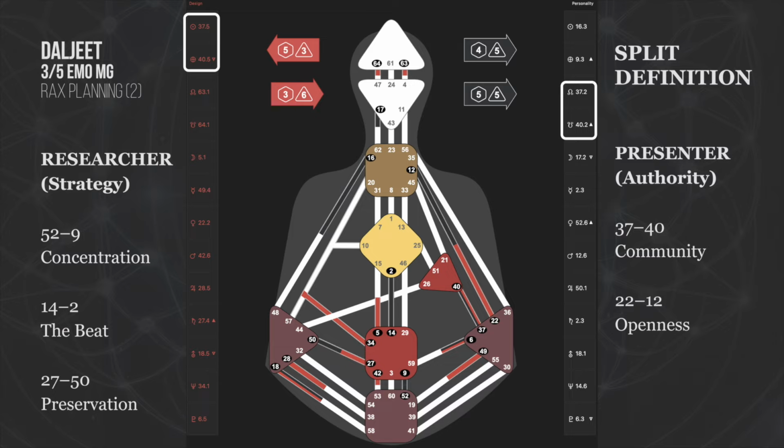But when I contemplated my chart in terms of thinking about this presentation, and obviously highlighting 37/40 twice in my chart. So process planning, 3/5 emotional manifesting generator. So process planning, pretty important to me. But what I bring to this presentation, I think my split's really interesting here, because the Daljeet that's sitting in front of you trying to give this presentation, that's my presenter, that's my emotional authority. That 22/12 gives me the voice, it's my throat, so I can speak.